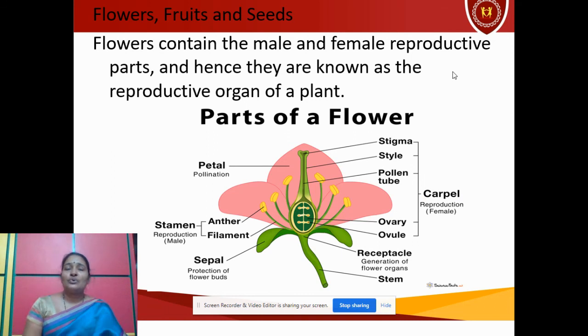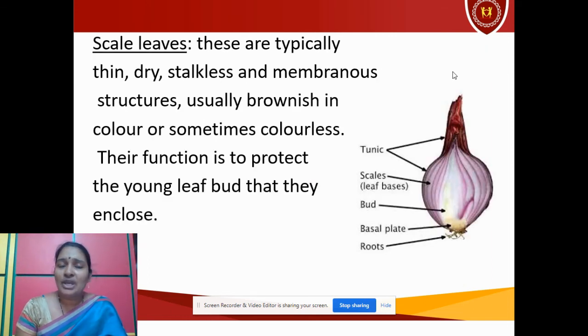Next, flowers, fruits and seeds I will explain in the next video. Thank you. Hope you have understood the lesson till now, till the leaves. So in this video, I have explained about stems and leaves. Thank you.